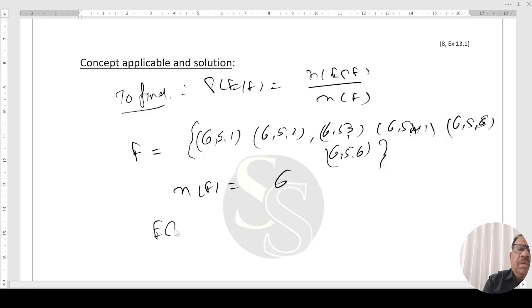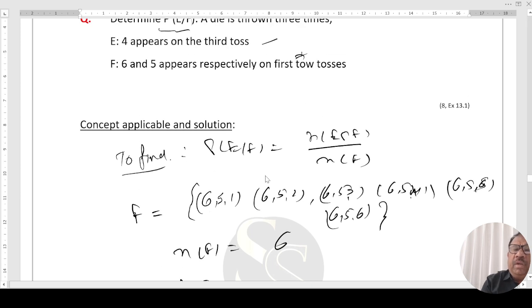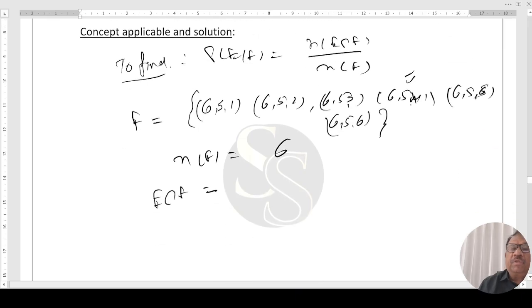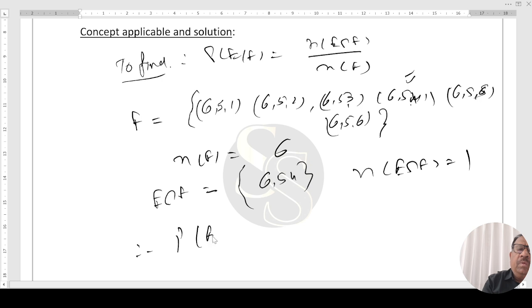Intersection, we have to move smartly. No need to form the sample space of E independently. We will pick up only, because we have to find the probability of E when it is confirmed that F event has occurred. So in E intersection F, third throw पे 4 appear होना चाहिए. 4 appears on the third toss. This is the favorable: 654. Therefore, N E intersection F is equal to 1. Therefore, probability P E by F, substituting the value, is 1 by 6.